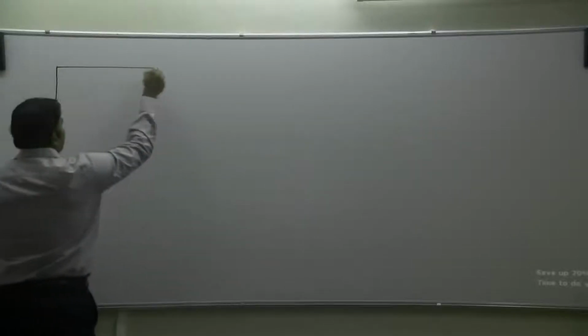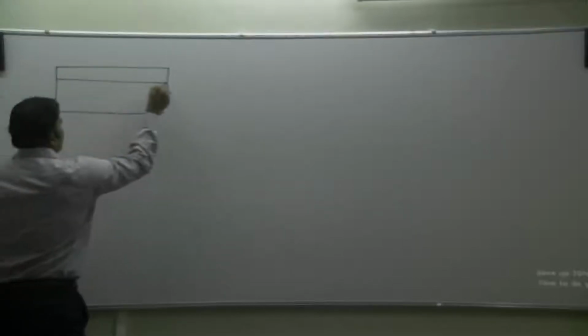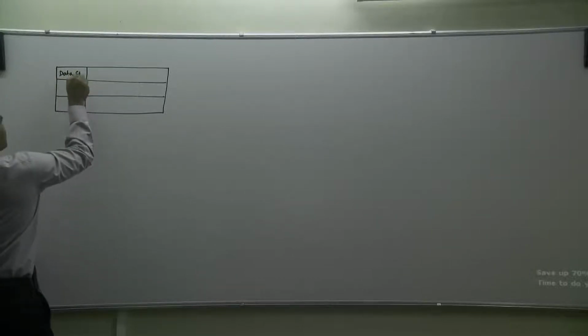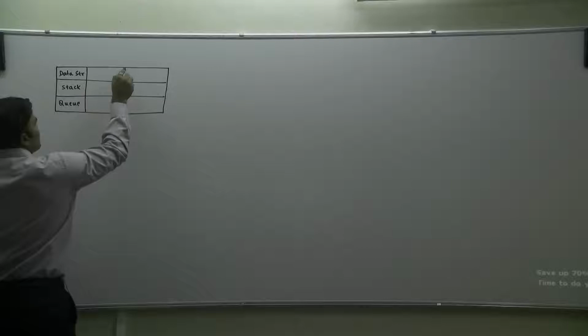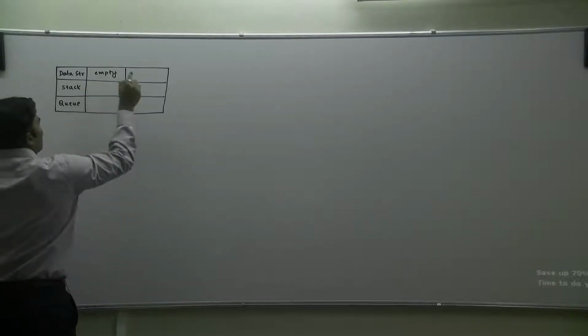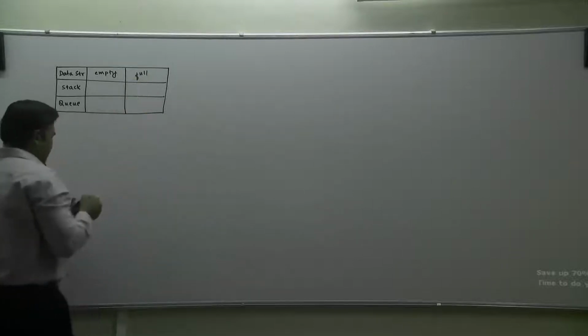Notice. Before I speak about it, I will write for you in table form the conditions with respect to the stack and the queue. This is the data structure. As you know, stack is one data structure which we have learnt, queue is another data structure. This is when it is empty, what is the condition, and for full, what is the condition.